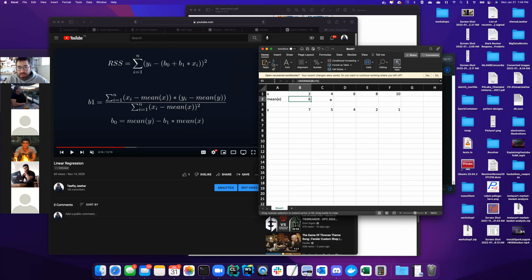If I move this like this, do you think it will work? How can I make it not move? Do you guys know? You have to anchor it. Yeah, so you know how to do this? And dollar signs, yeah. Okay, and I'll also need the mean of the Y.